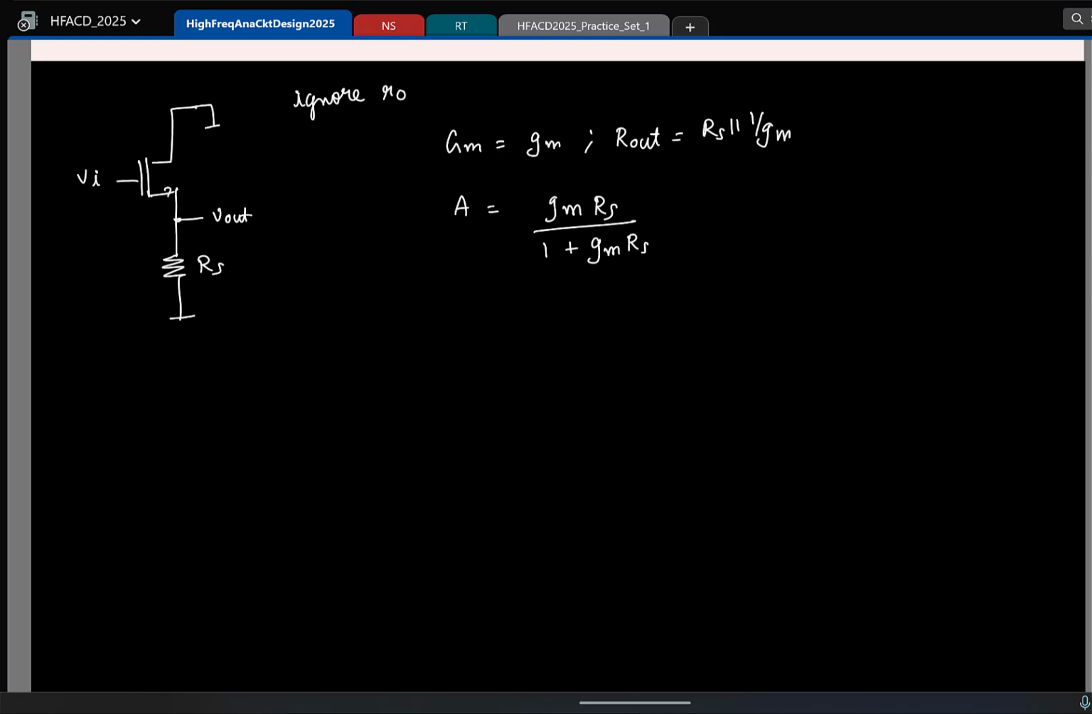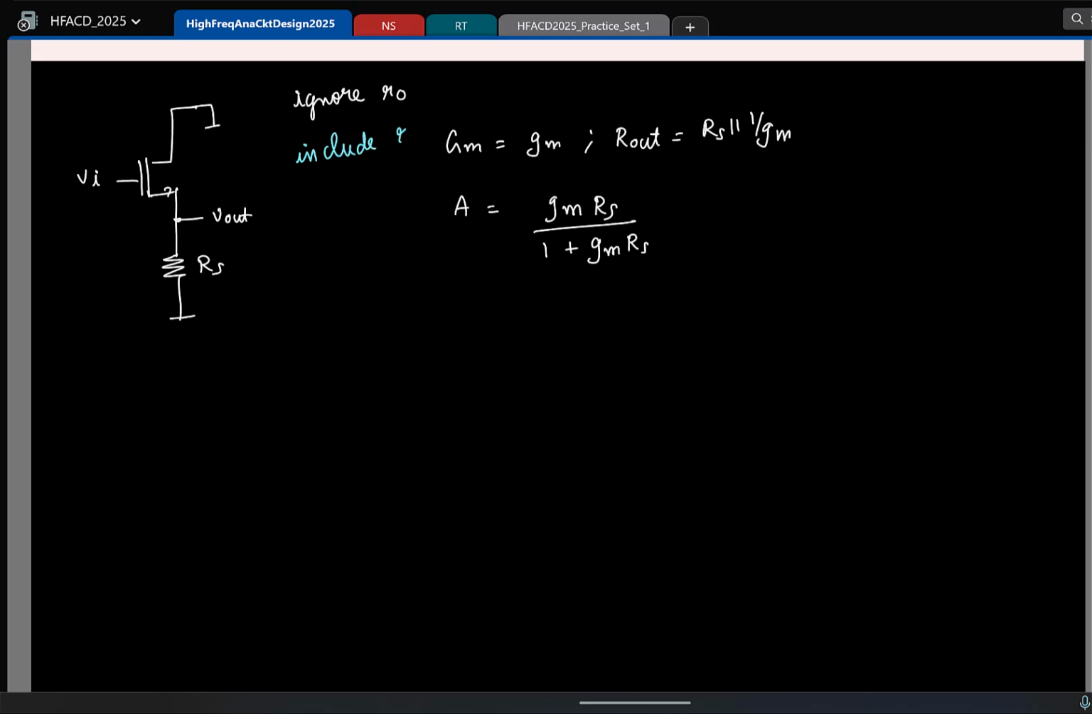So at least now you see hopefully the value of this. By inspection you can quickly see what is the gain, right? This is clear? Anyone has doubts on why this is Gm and this is Rs parallel 1 by Gm? I'm assuming everyone is fine with this. Great. Okay, so now if I include the effect of R naught, how will this change?